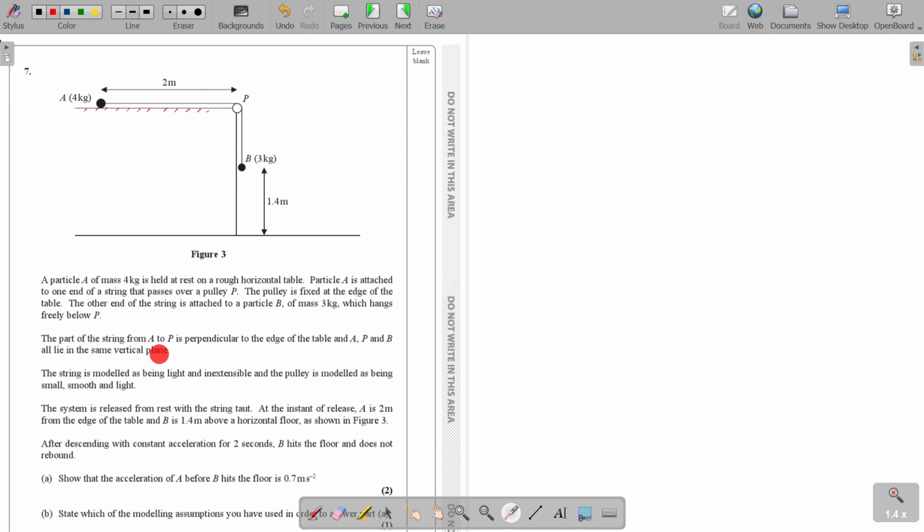The part of the string from A to P is perpendicular to the edge of the table, and A, P, B all lie on the same vertical plane. The string is modeled as being light and inextensible, and the pulley is modeled as being small, smooth and light. All these modeling assumptions are explained in the textbook, in chapter 1. They say the system is released from rest with the string taut. At the instant of release, A is 2 meters from the edge of the table and B is 1.4 meters above a horizontal floor, as shown in figure 3.